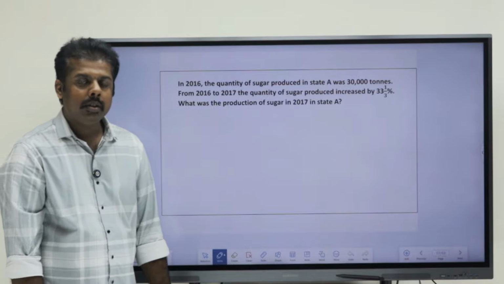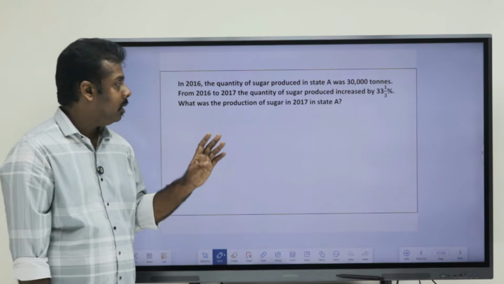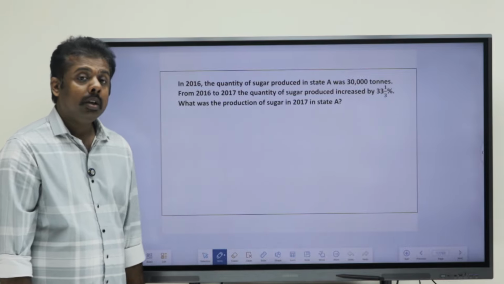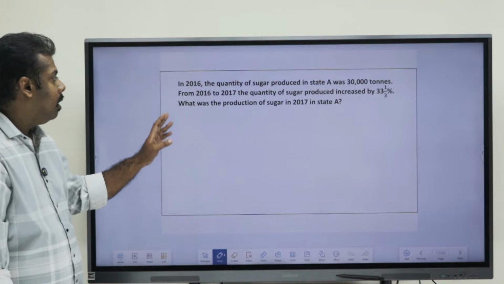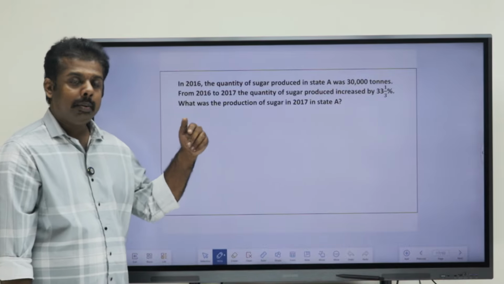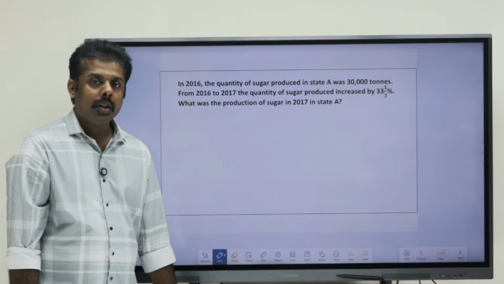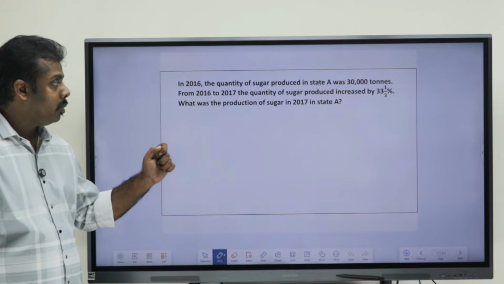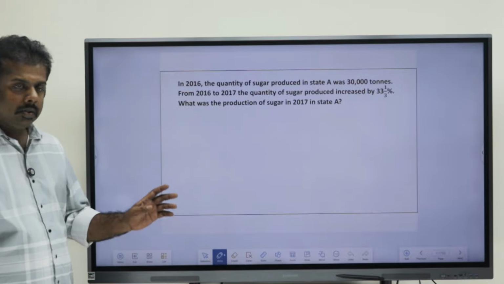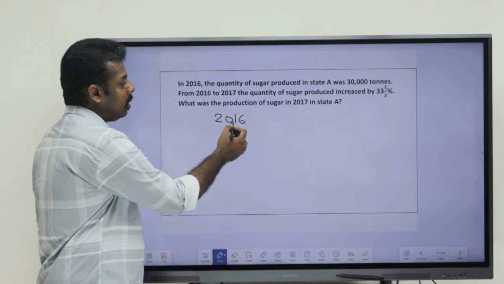Okay, another question I think we can discuss. So in this question, what they have told is, in 2016, the quantity of sugar produced in state A was 30,000 tons. Okay. Now from 2016 to 17, the quantity of sugar produced increased by 33.13%. So what was the production of sugar in 2017 in state A? So here as well they have given 2 years. In 2016 they have told that it was 30,000 tons.